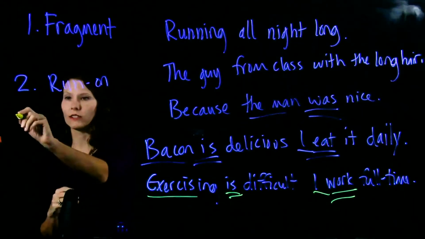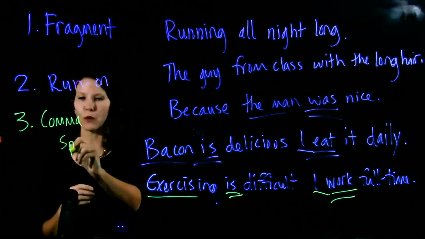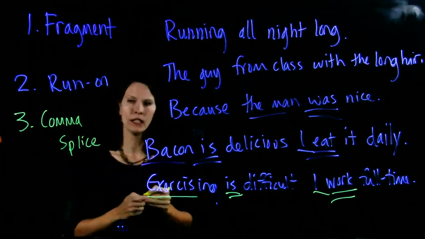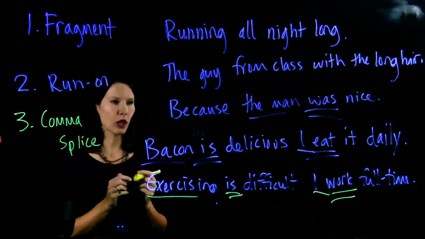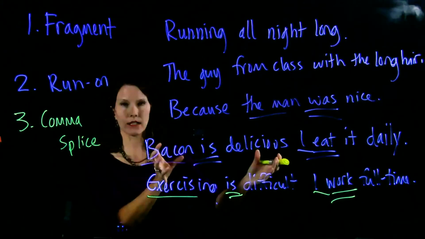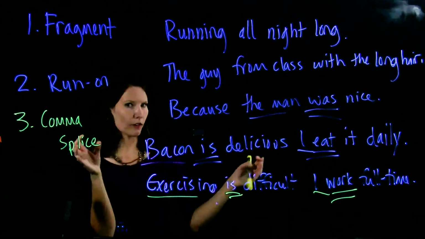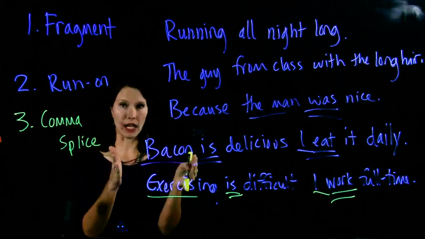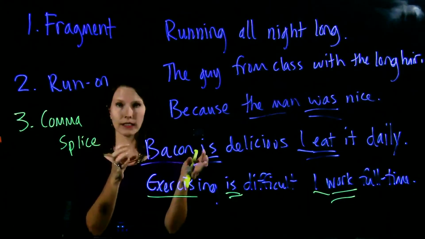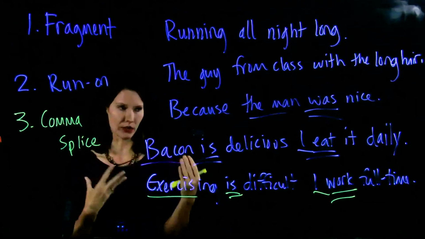The third and final sentence error that we're going to discuss and that you'll be responsible for avoiding or correcting in your writing is the comma splice. The comma splice occurs when you try to join two complete sentences with only a comma. A comma is not strong enough to hold two complete sentences together. A comma either has to have a fanboy word after it to join the sentences, or you need to change the comma to a semicolon or a period or something else.